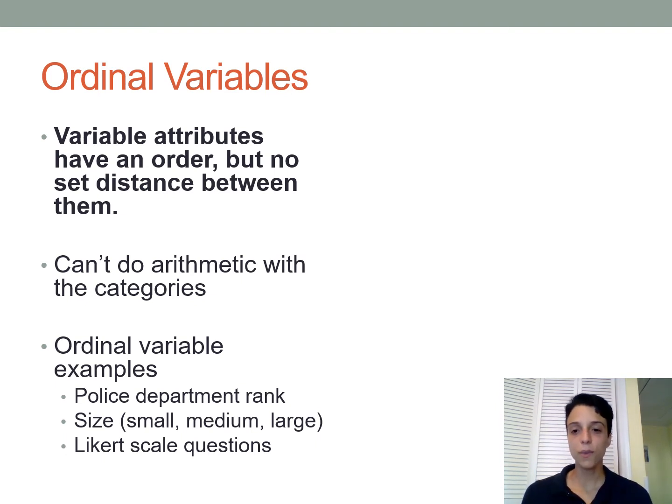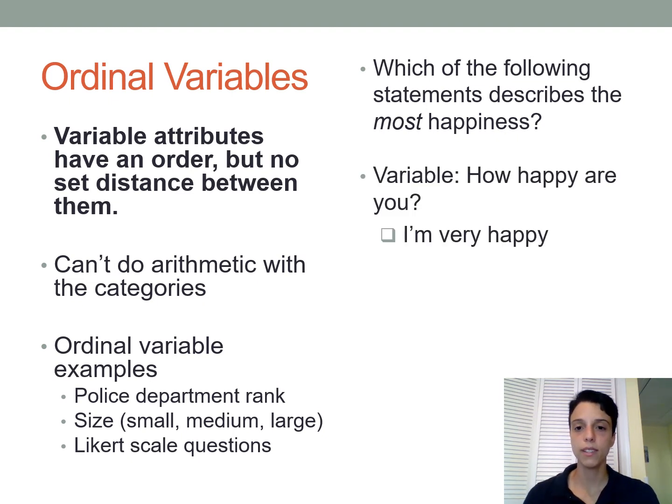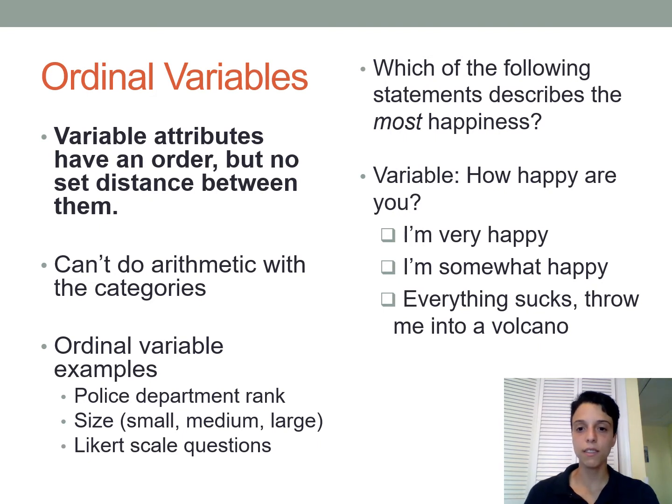So I'm going to also walk through an example that tells you how you can identify one of these ordinal variables. First, we're going to start out with something where we can put the statements in order. So I'm going to give you 3 statements that describe different levels of happiness. How happy are you? I'm very happy. I'm somewhat happy. Everything sucks. Throw me into a volcano. We can definitely put these different statements in order from least happy to most happy.